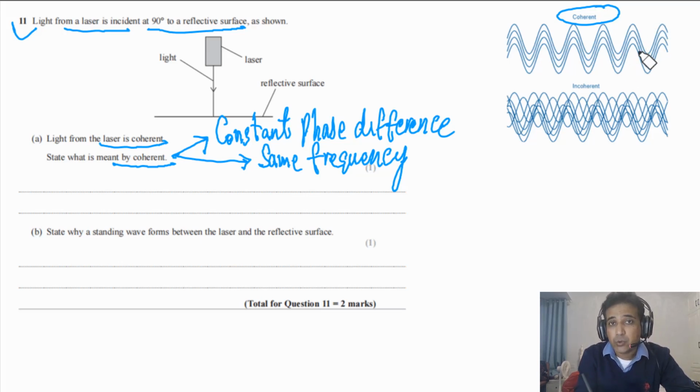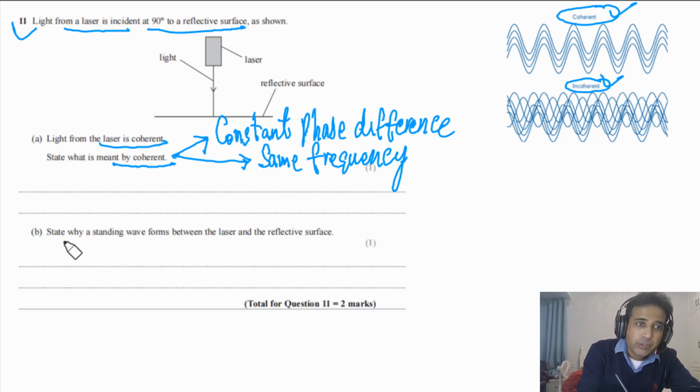So these waves are coherent and the light from the laser is coherent. That's the reason the light from the laser is very intense. We should not look at a laser directly because the light is very intense. It can damage our eyes. And if you look at these waves, these are incoherent because they do not have constant phase difference. So these are two examples. This is coherent and this is incoherent.